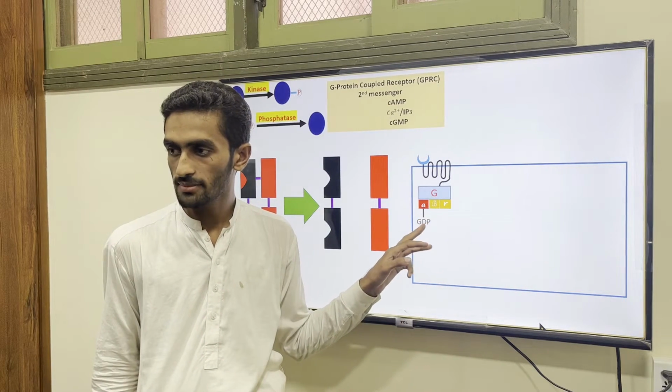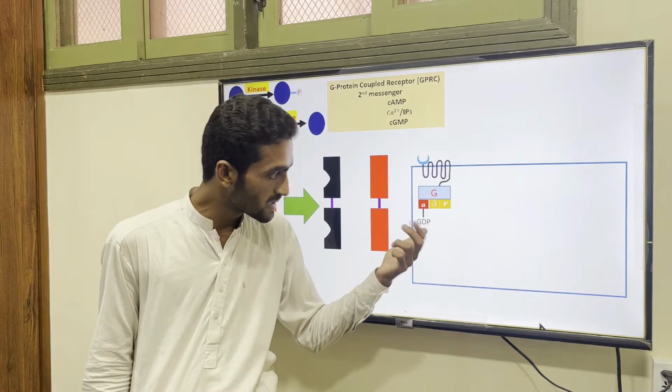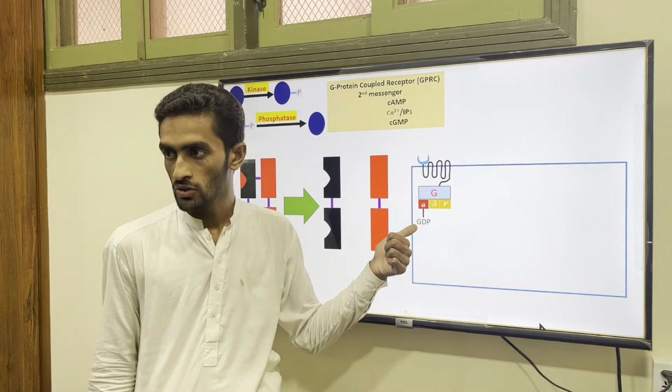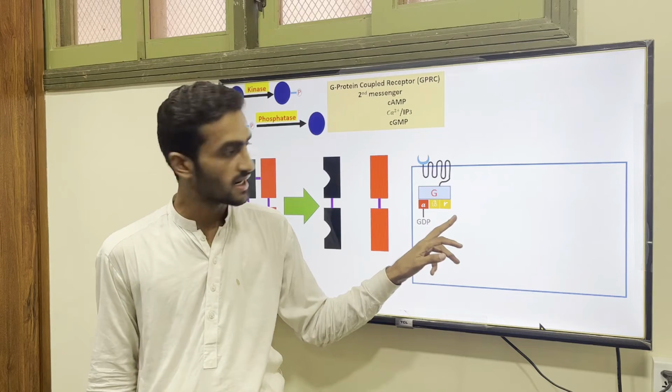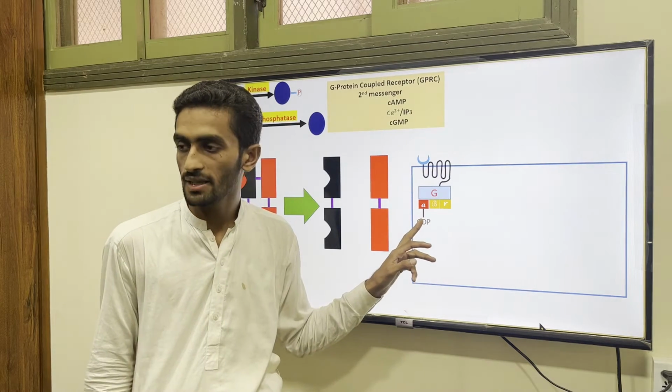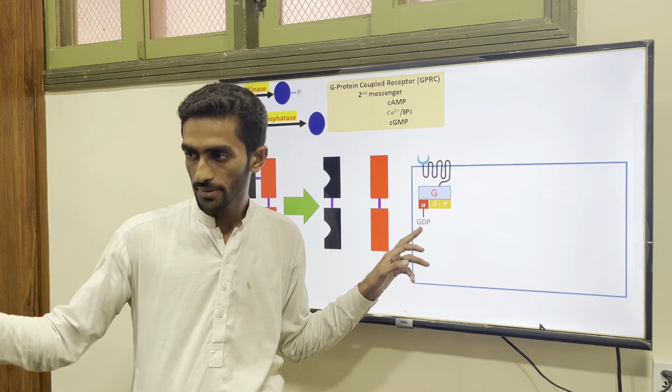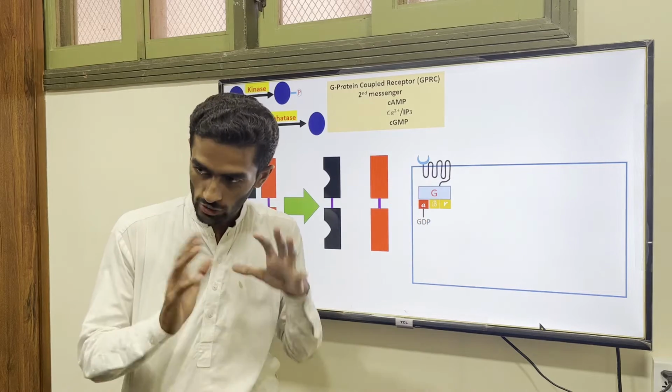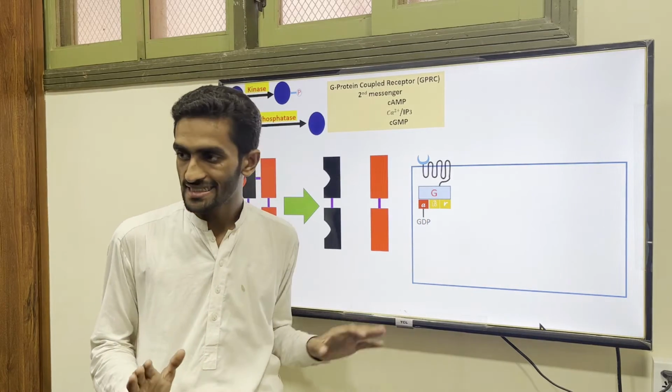So alpha, beta, and gamma: three subunits. The major important one is the alpha one. So there is the alpha unit, beta unit, and the gamma. This has the ability to activate the second messenger system. Most of the time it's attached with the GDP.